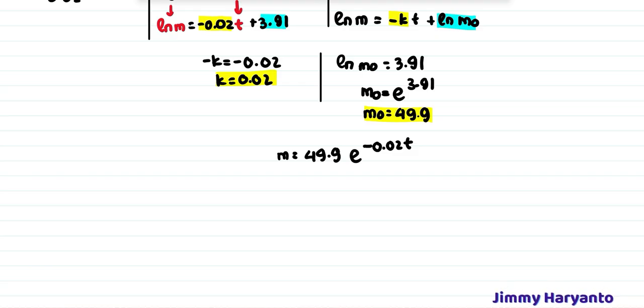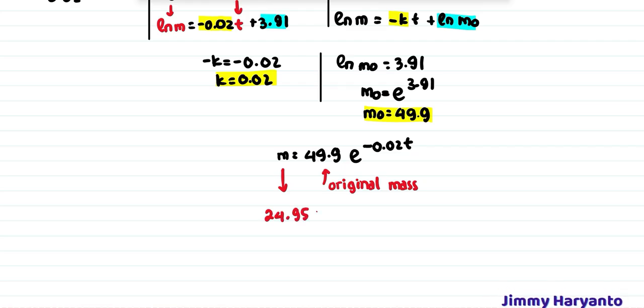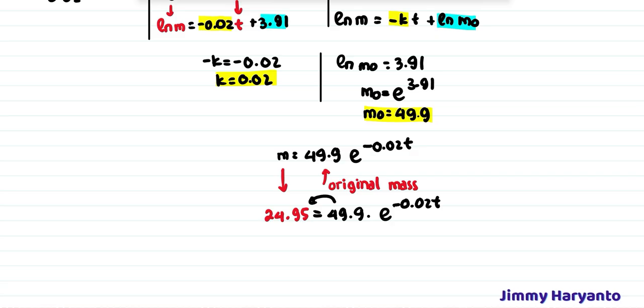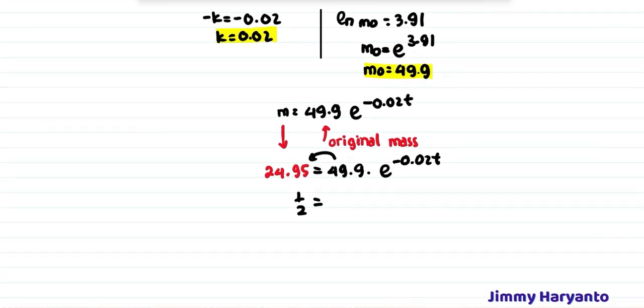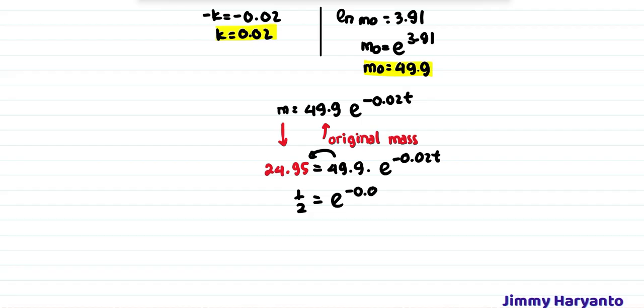Okay, the question says we have to find the time when the mass is half of the original. So as we already know in the sentence, this one is the original mass. That means to become half, it has to be 49.9 divided by 2, which is 24.95. So the final mass has to be 24.95 to become half. So I will put it right there, 49.9, and then e to the power of negative 0.02t, and then you move this one, you will have half equals e to the power of negative 0.02t.